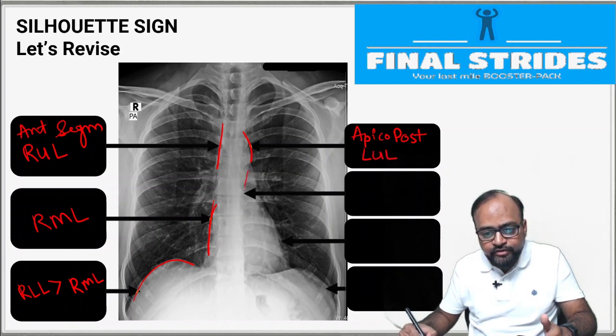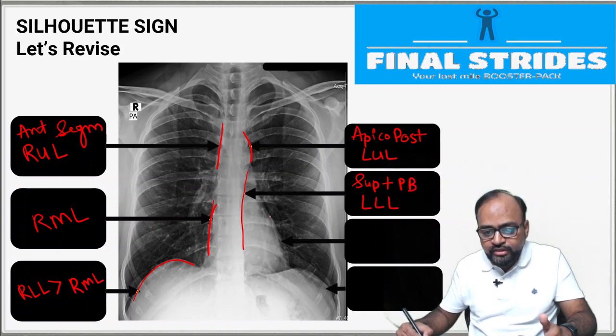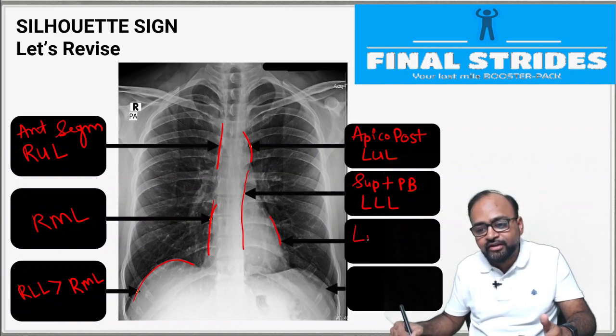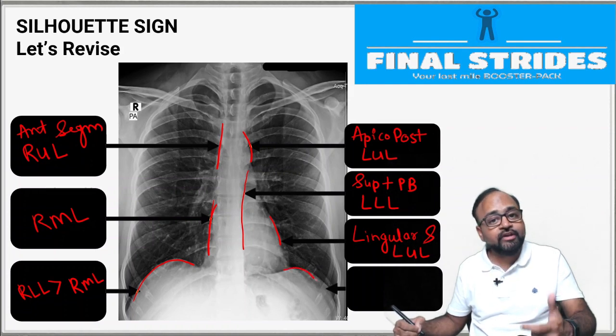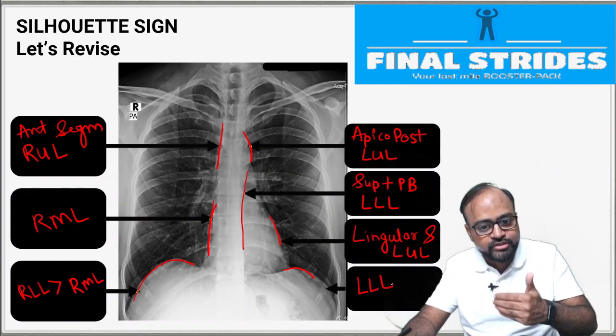If the lateral margin of descending thoracic aorta is lost, then the disease is usually in the superior segment or the posterobasal segment of left lower lobe. If you see that the left heart border is obscured, then the disease is in the left paracardiac area, and this is nothing but the lingular segment of left upper lobe. And if you see that the left dome of diaphragm is obscured, then the disease is going to be in the left lower lobe. So this is how you localize the lung infections based on silhouette sign.